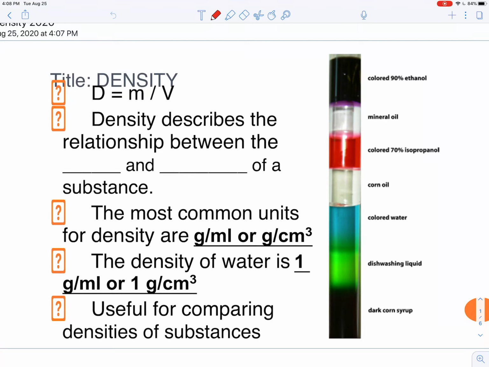All right, I'm just going to walk through some of the density notes here. So density equals m for mass divided by volume. M over v, that's the formula.